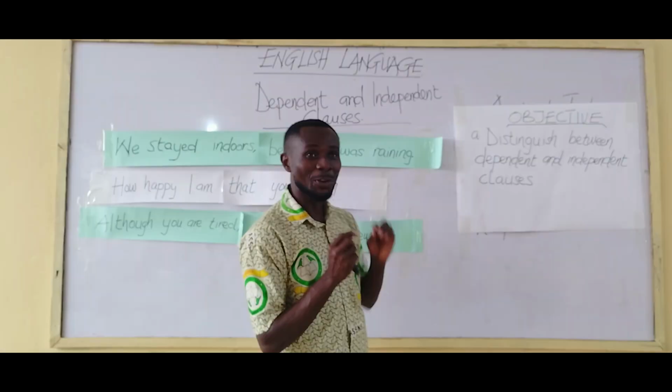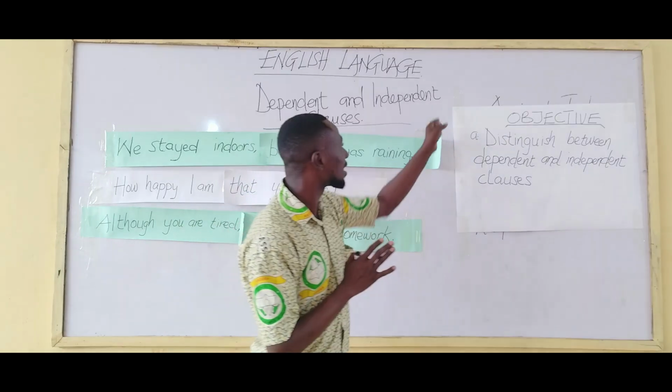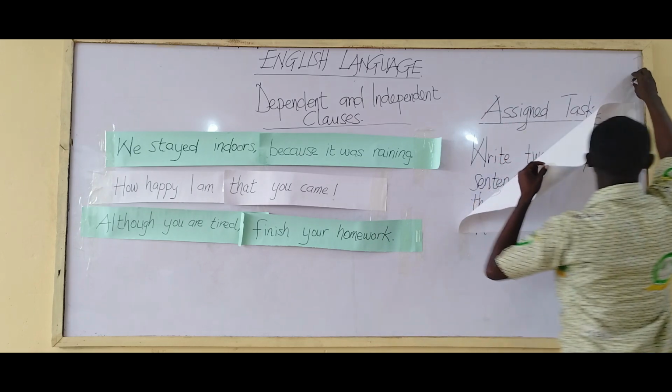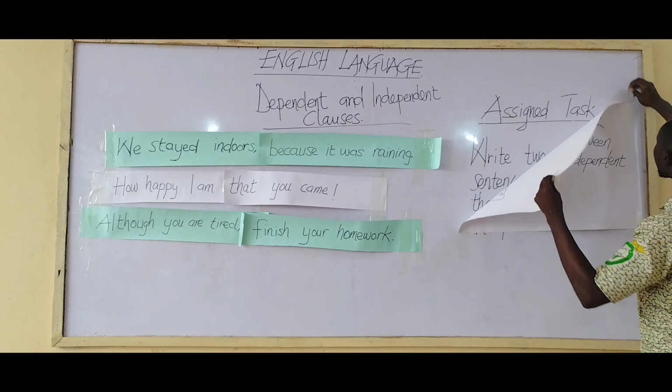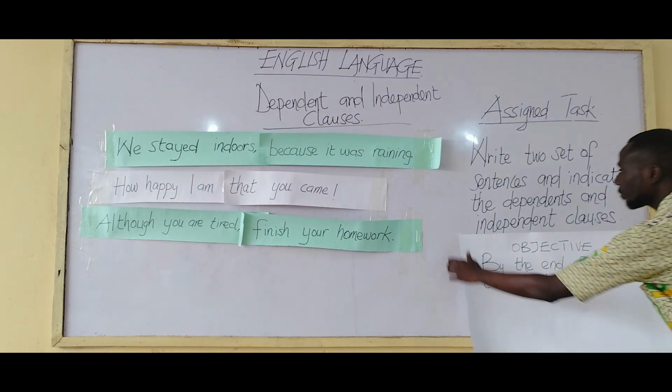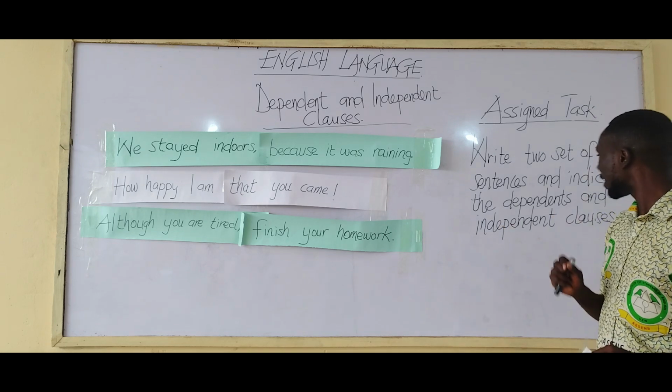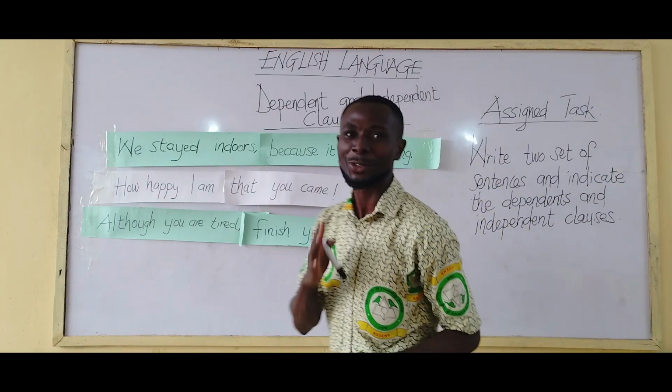All right. So I have given you this task. When you go home, go and work on that. So your assigned task is to write two sets of sentences and indicate the dependent and the independent clause.